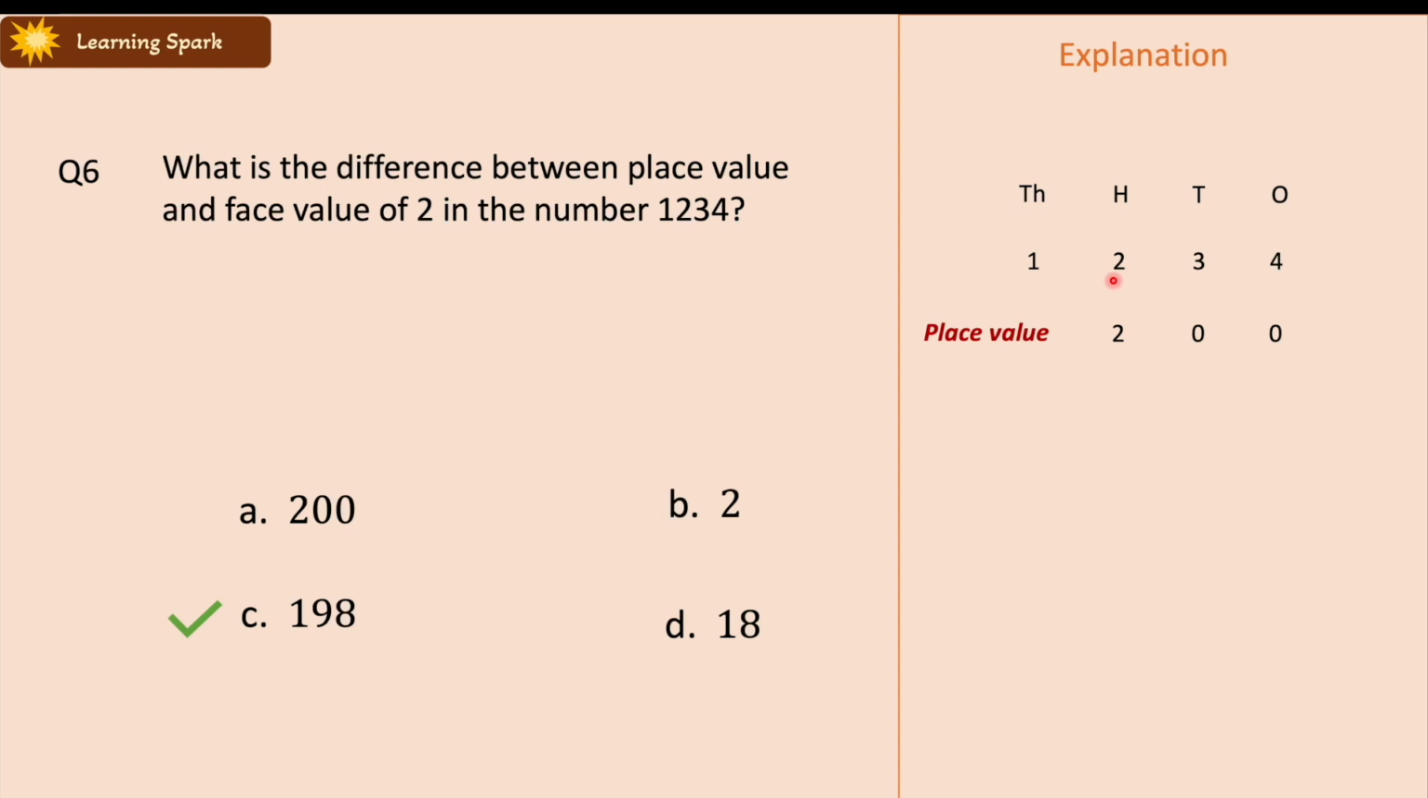And the face value is the actual value of the digit itself. So the actual value is 2, nothing else. 2's value is 2. So the face value is 2 itself, right? So the difference is 200 minus 2, which is 198. And therefore the answer is 198.